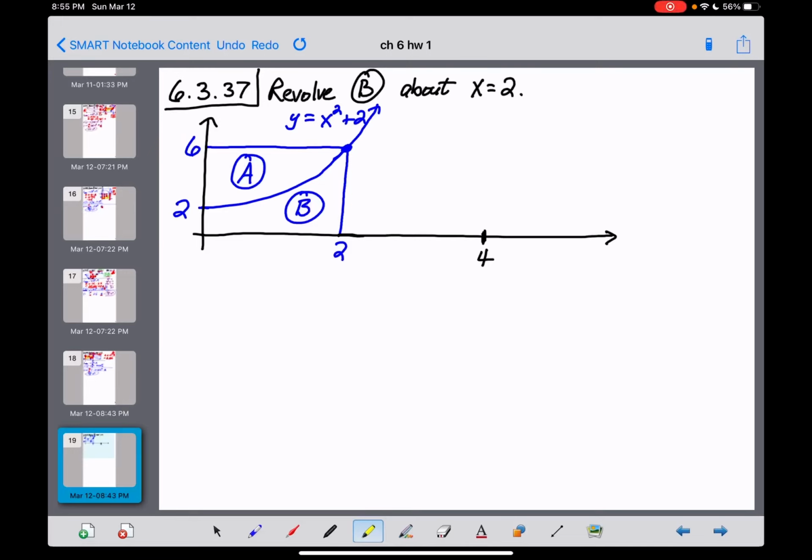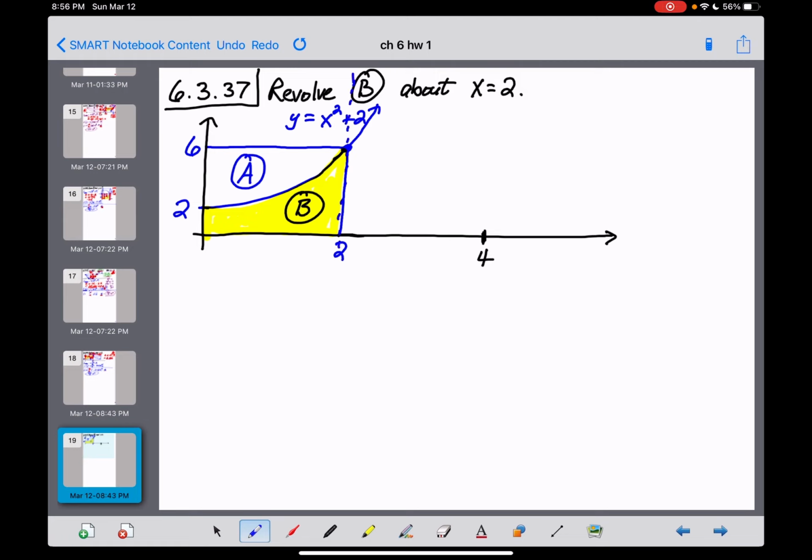Okay, 37 is a tricky problem. Now, they want us to take region B, which is defined by this parabola on top and the x-axis on bottom, and the line x equals 2 on the right and the y-axis on the left. So they want us to take region B and revolve it about the vertical line x equals 2, which I didn't think sounded that hard at first here.